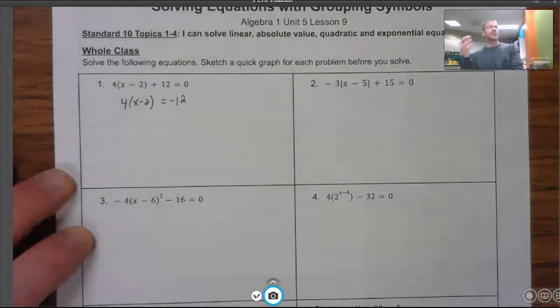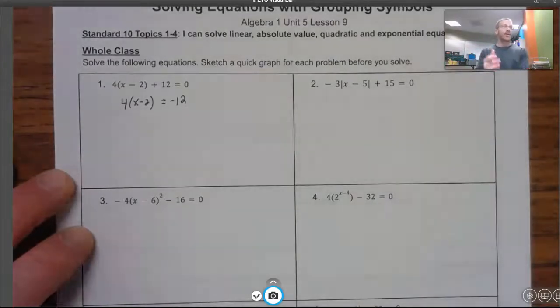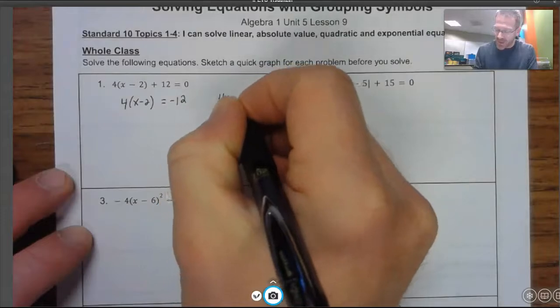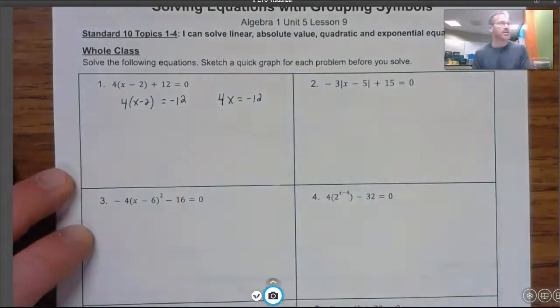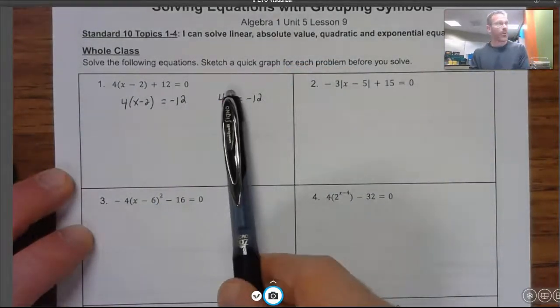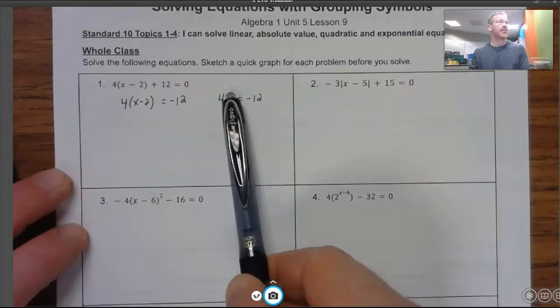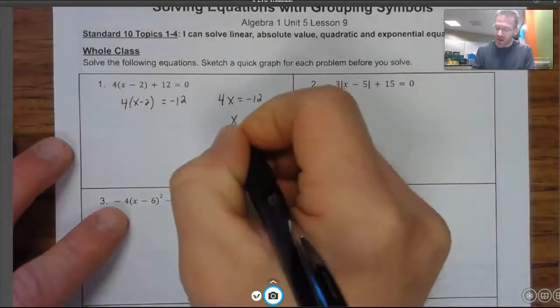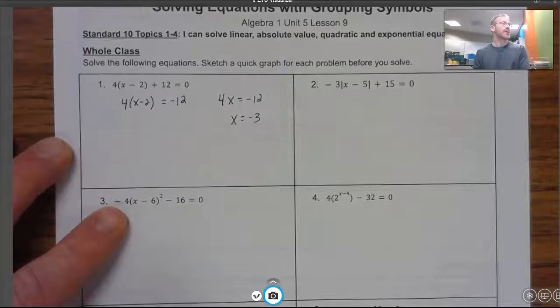Now, the difference between this lesson and the prior lesson is this: yesterday or last time, we might have had this problem, right? We would have gotten to this step, right? And we said, okay, 4 times what is negative 12? All right, and we would have said, okay, it's negative 3. And then in this case, it's only x. So x would have been negative 3.